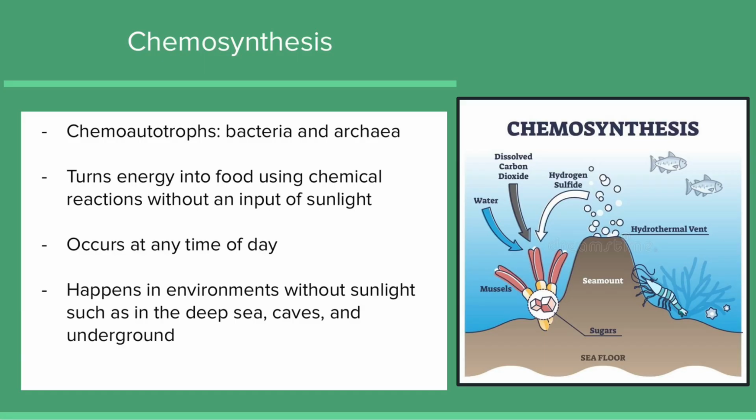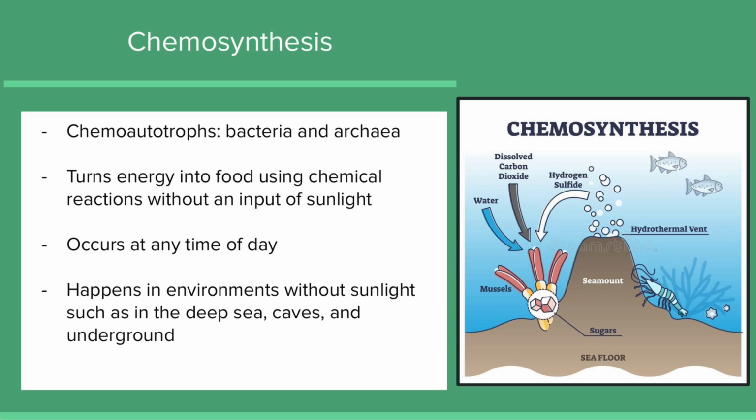Chemosynthesis is a process done by chemoautotrophs such as bacteria and archaea. These organisms use chemical reactions to turn energy into food without the input of sunlight. Because these chemical reactions don't require sunlight, they can happen at any time. Chemosynthesis happens in environments with no sunlight such as the deep sea, caves, and underground.